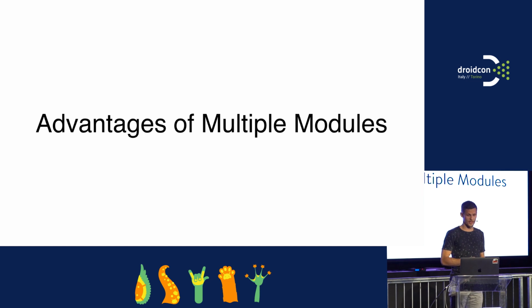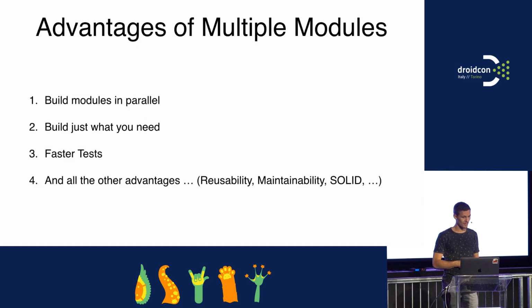So the advantages of multiple modules are, again, you can build in parallel, as I just mentioned before. Build just what you need with the feature apps that you can add, and you have way faster tests. Also, what I want to mention here is if you split up into multiple modules and you have a really large application, you could parallelize all your tests in the CI, and you could run them in parallel, and then the whole CI workflow would run way faster.